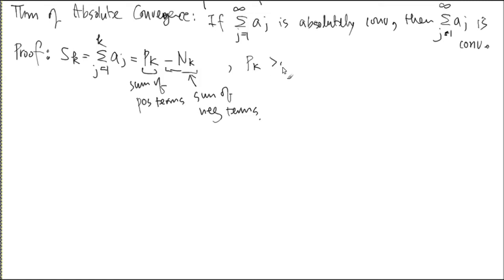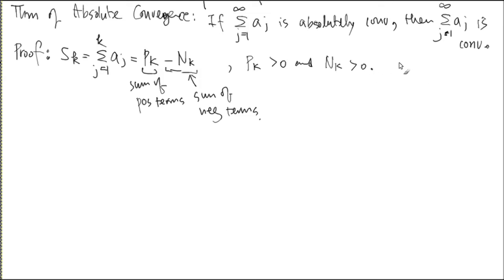Is the sign of pk positive? How about nk? Is nk negative? I pulled out the negative there, right? So nk is still positive. I got the negative outside, so nk is also positive. But it's a group of terms coming from the negative terms, with the absolute value put around it. Okay?